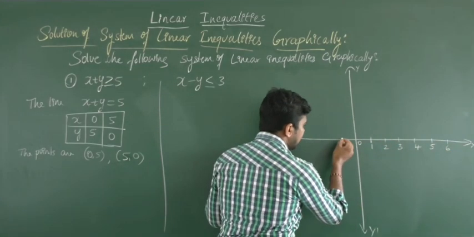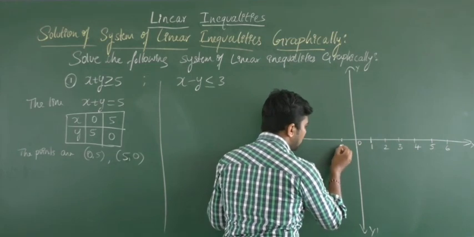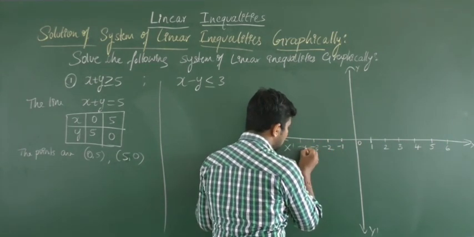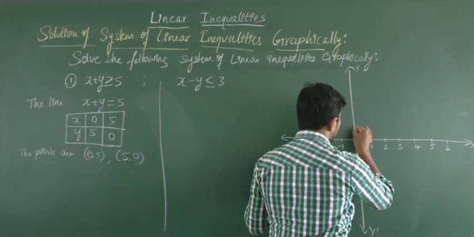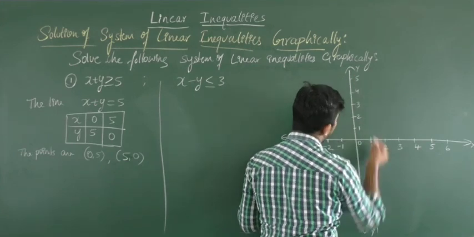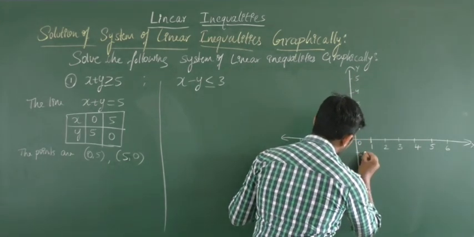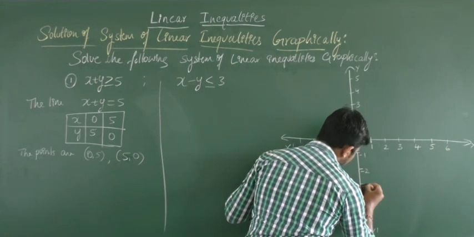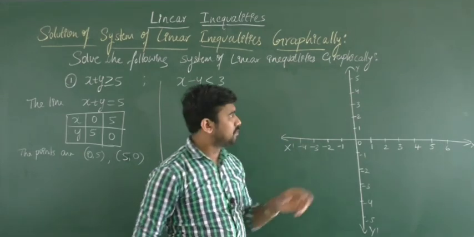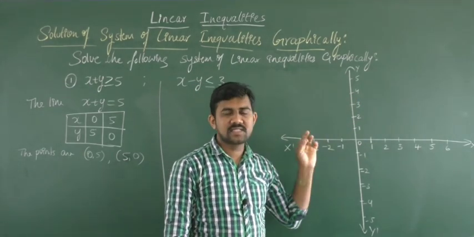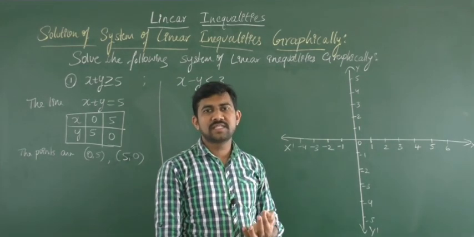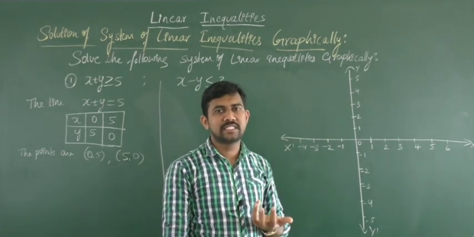By using the scale, write the points with the same distance. Minus 1, minus 2, minus 3, minus 4. Similarly, 1, 2, 3, 4, 5, and minus 1, minus 2, minus 3, minus 4, minus 5. Here you can consider in the x-axis 1 unit equal to 1 centimeter, and in the y-axis also 1 unit equal to 1 centimeter. You can consider this, or we can extend that.